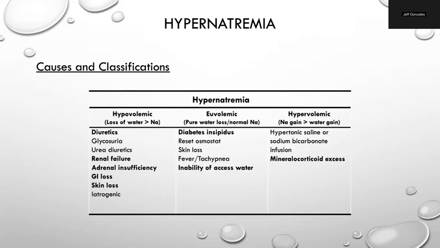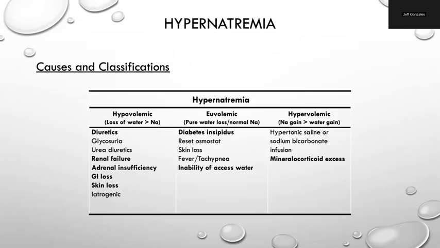Similar to hyponatremia, hypernatremia is classified as hypovolemic, euvolemic, and hypervolemic. For hypovolemic hypernatremia, there is a loss of water greater than sodium. Common causes are renal failure, gastrointestinal loss, or skin loss.